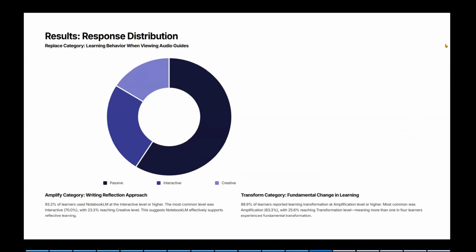Let me share the main results. For the PIC axis, 93.3% of the students used Notebook LM at interactive level or higher. 70% were at interactive level, 23.3% reached creative level. For the LAT axis, 88.9% reported amplification or higher. 63.3% are at the amplification level. 25.6% reached transformation level.